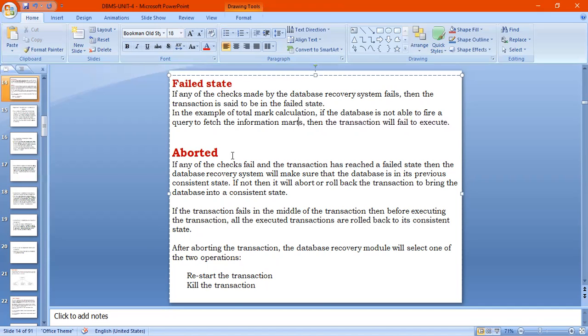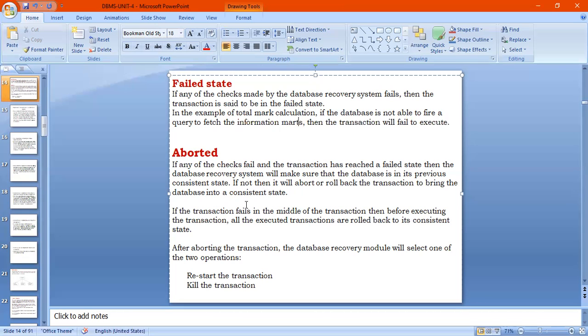So, next, the aborted state. If any of the checks fail and the transaction has reached a failed state, then the database recovery state will make sure that the database is in its previous consistent state. If not, then it will abort or roll back the transaction to bring the database into the consistent state.